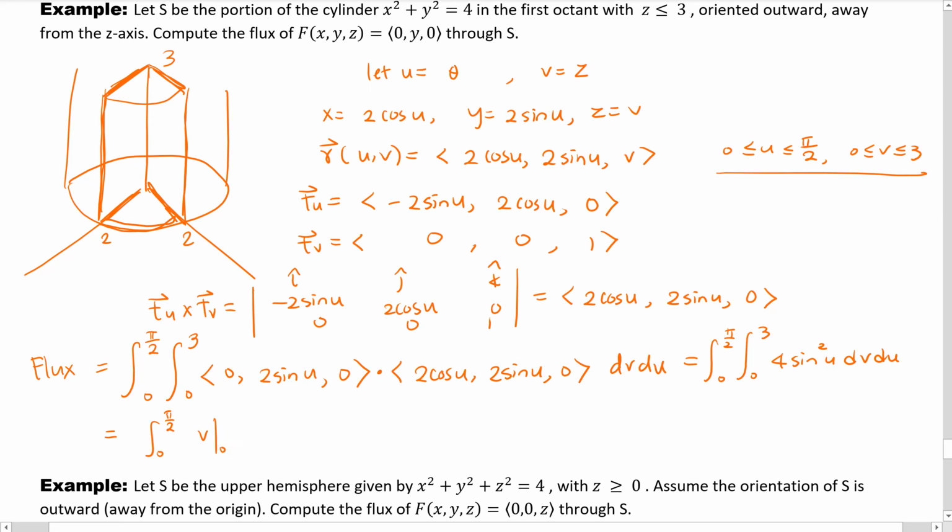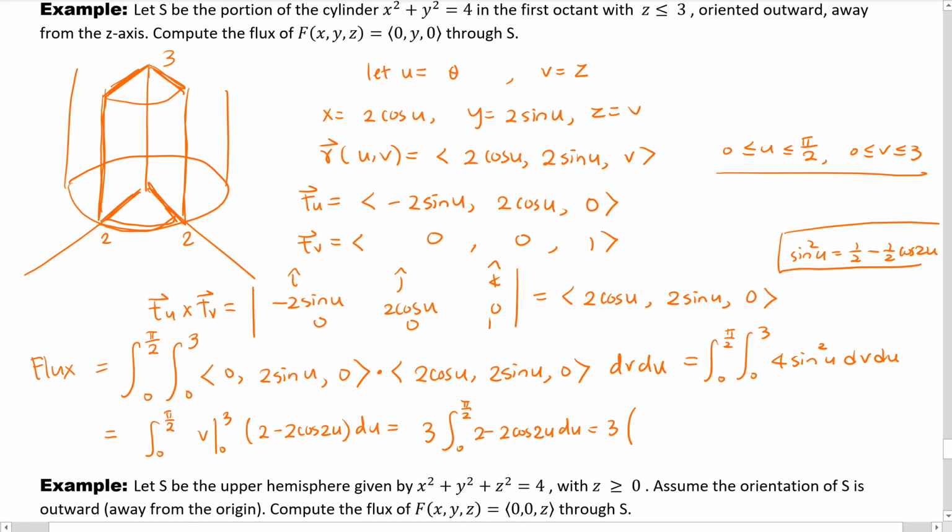We get v evaluated from 0 to 3, and then what about the sine squared? Keep in mind the double angle formula: sine squared u is 1/2 minus 1/2 cosine 2u. When you multiply by 4, this is 2 minus 2 cosine 2u, du. We evaluate v from 0 to 3, just like 3 minus 0. That gives us 3 in front, and then the integral of 2 minus 2 cosine 2u.